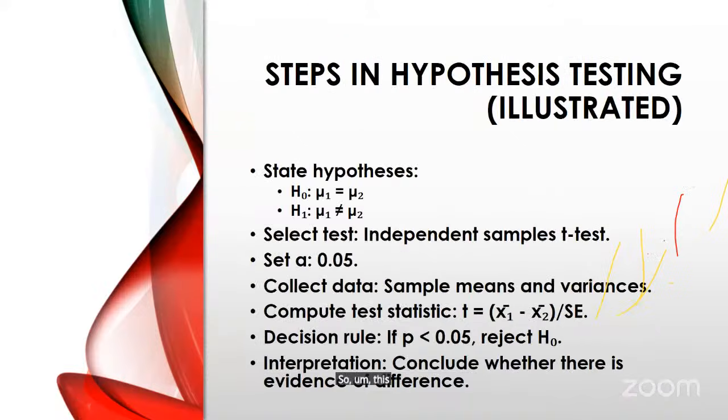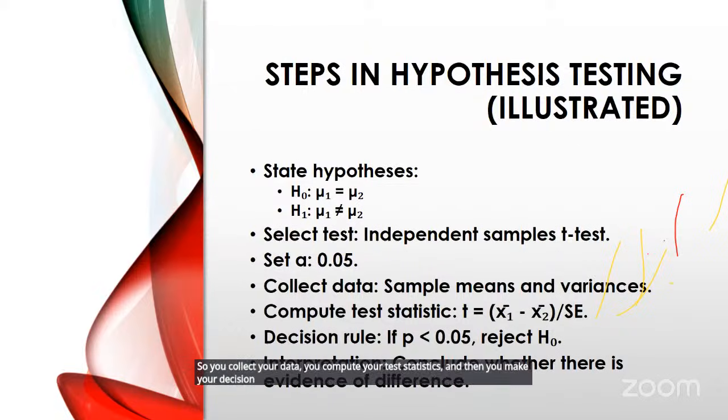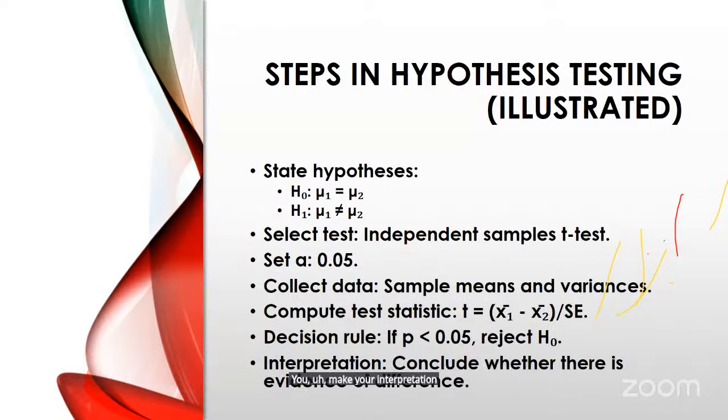So this is just an illustration or another example of the steps in hypothesis testing, where you state your hypothesis, both the null and the alternative hypothesis. You select your test, you set the alpha to whatever level you want, but the commonest one is setting it at 5%. Some can also use 2%. So you collect your data, you compute your test statistic, and then you make your decision. And based on that decision, you make your interpretation to conclude whether there is actually a difference or not.